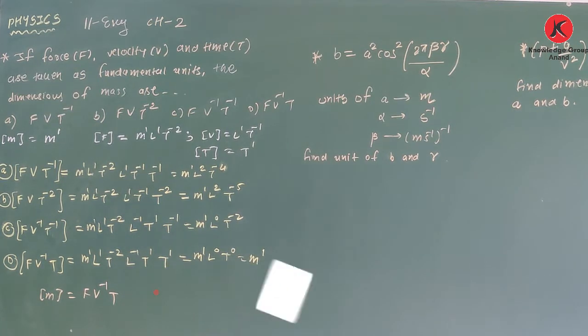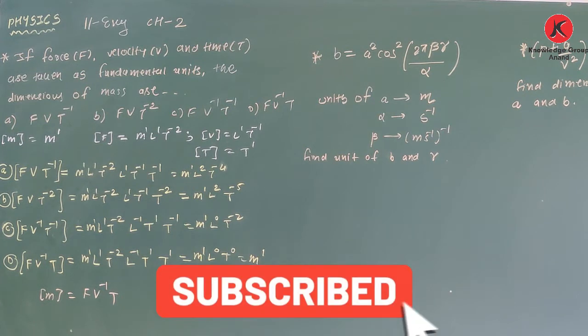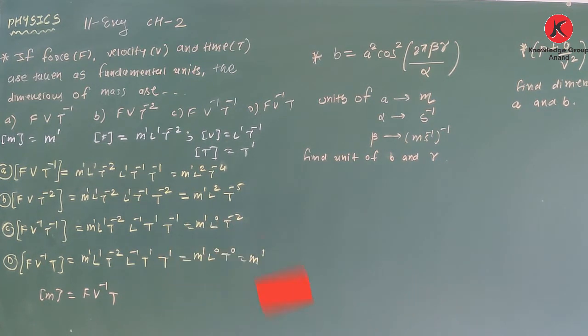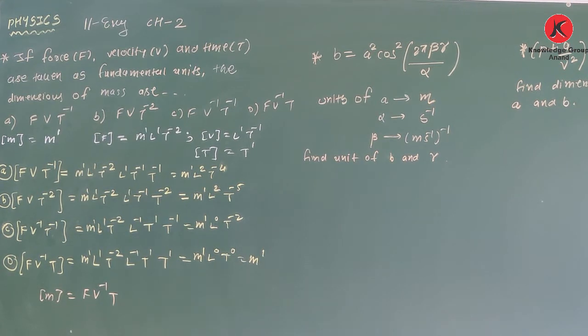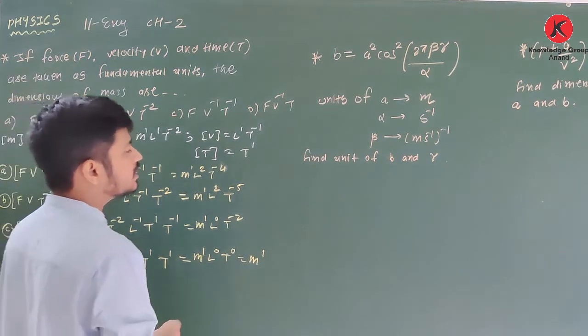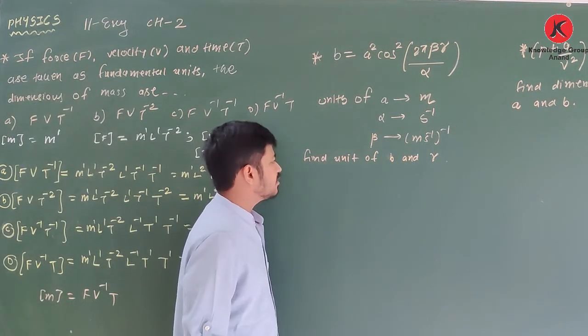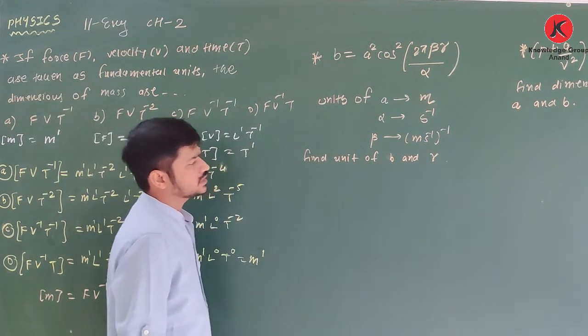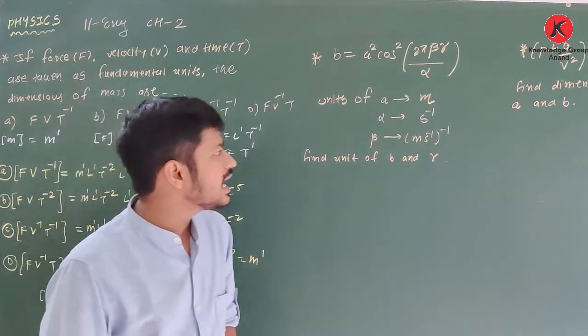What is the next question? See, b is equal to a square cos square 2 pi beta omega upon alpha. Units of a is meter, of alpha is second inverse, of beta is meter second inverse, and the whole is raised to minus 1. Then find the unit of beta and gamma.